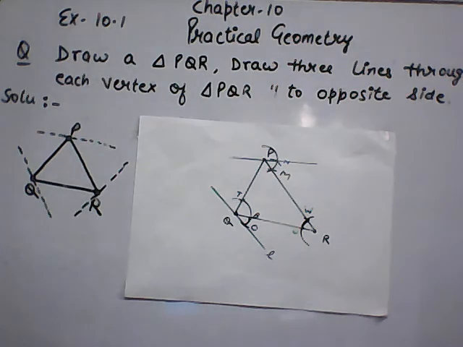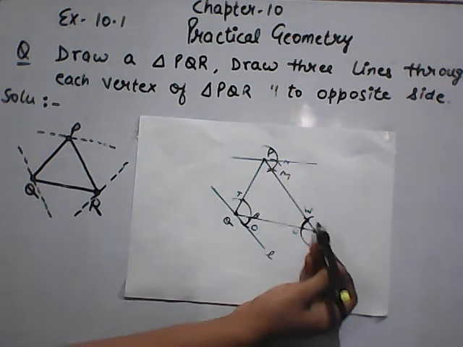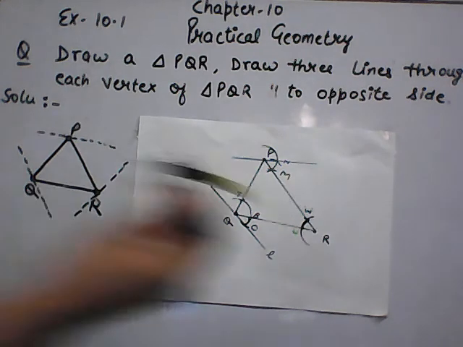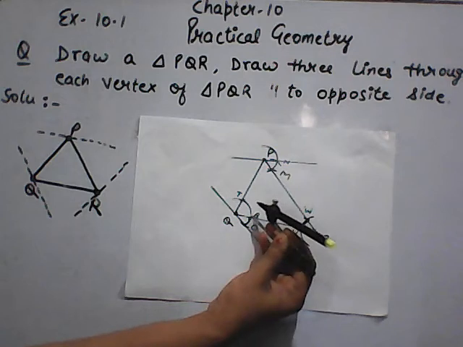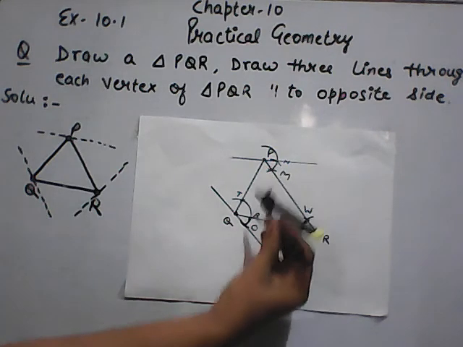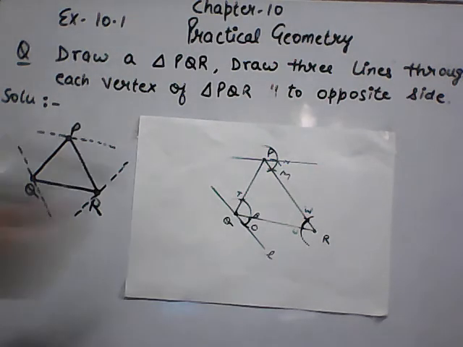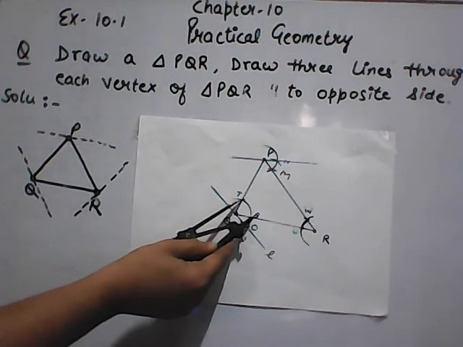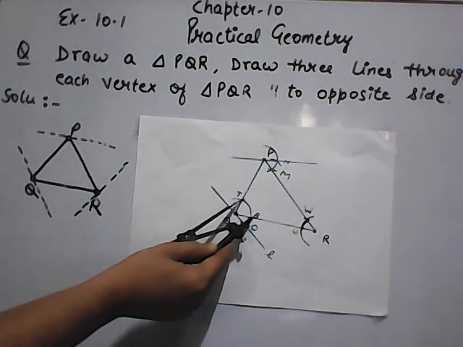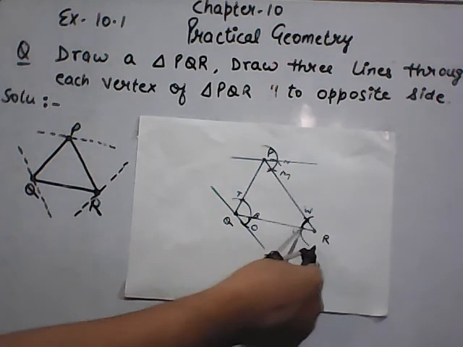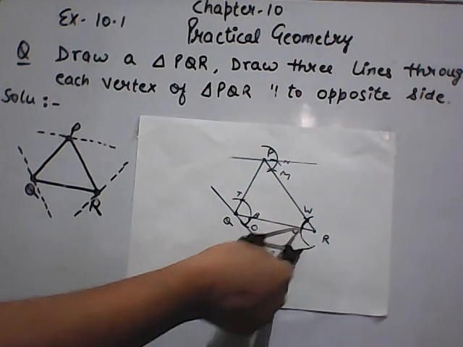In similar way, you have to draw a line at vertex R. You have to make two alternate interior angles. Measure TB with the help of compass, putting one tip at T and another tip at B. With the same radius, take U as center and draw an arc in such a way.